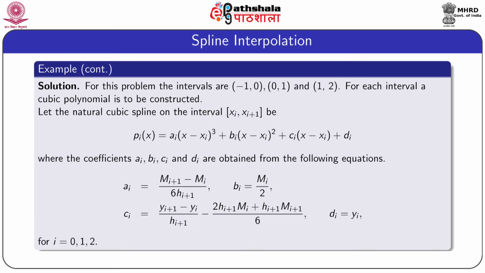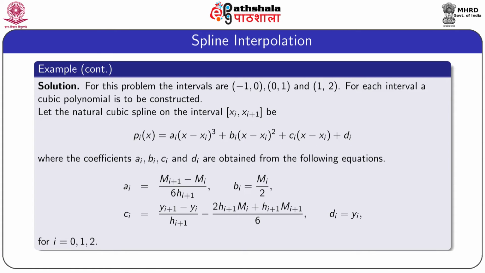So, here we have 4 points. For these 4 points we have 3 intervals: minus 1 to 0, 0 to 1 and 1 to 2, and for each interval a cubic spline is to be constructed. Now, the natural cubic spline for the interval xi comma xi plus 1 is pi of x equal to ai times x minus xi power 3 plus bi times x minus xi power 2 plus ci into x minus xi plus di.